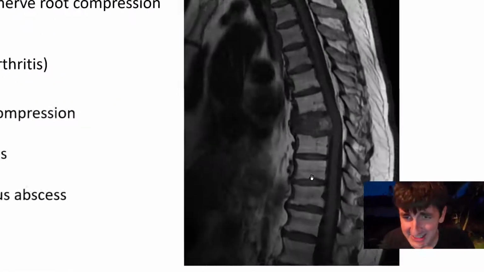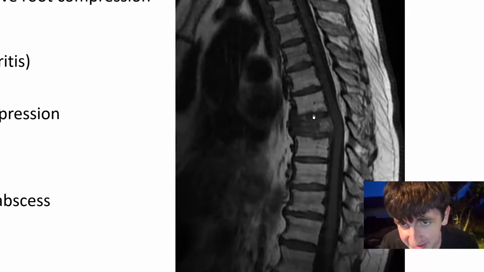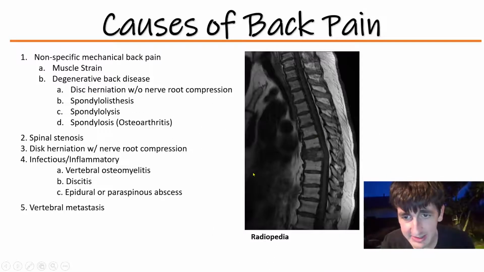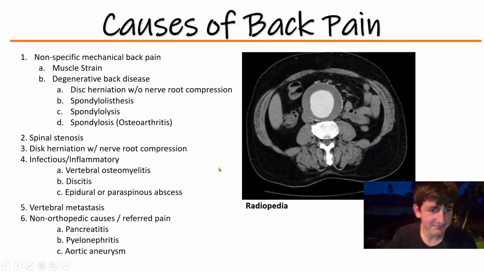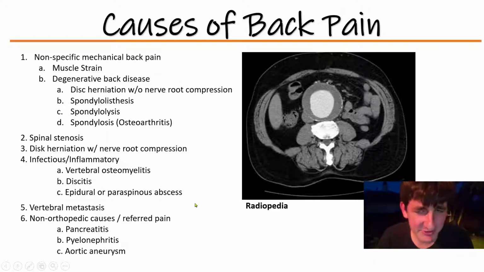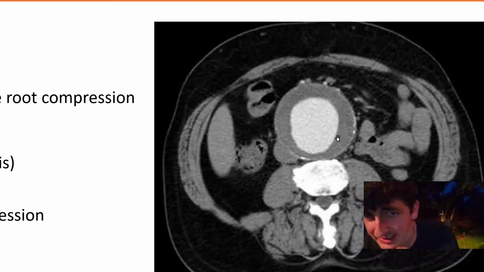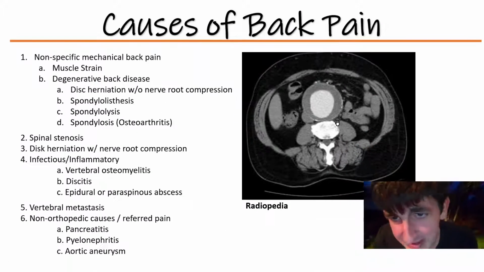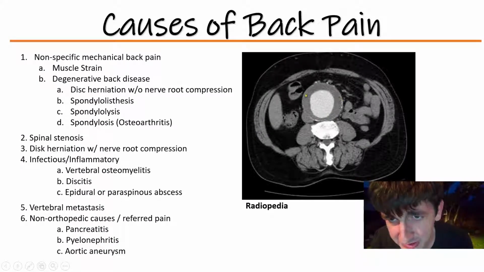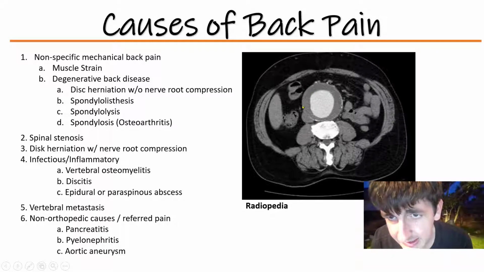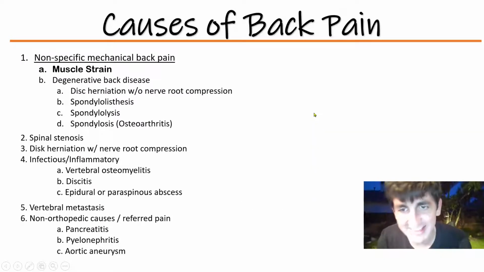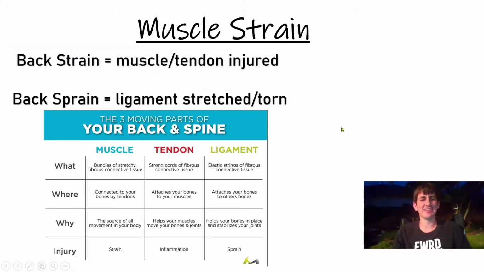Vertebral metastases, here we can see a metastatic lesion in the thoracic vertebral body. And non-orthopedic causes, referred pain. Who knows what this is? This is a massive aneurysm. And it appears the aneurysm has probably already ruptured. We'll discuss those, right? I'm not there yet, so we'll figure it out together.